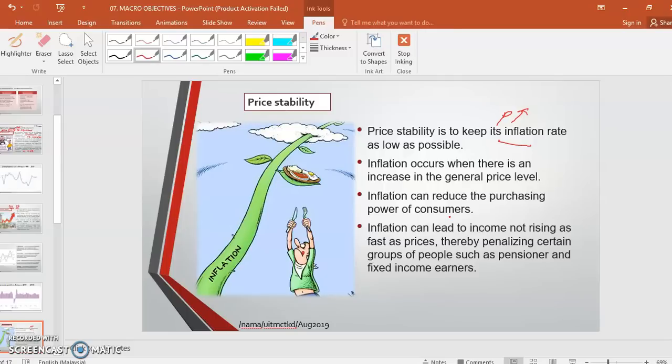publics. Okay, inflation can lead to income not rising as fast as price, thereby penalizing certain group of people such as pensioner and fixed income earners. So yang terkesan adalah yang pencen lah ataupun yang fixed income earners. Okay, yang pendapatan dia tetap je every month. Contohnya sebulan gaji dia 2,000. Tapi harga barang sentiasa naik. So ini bagi kesan kepada fixed income earners. Okay.